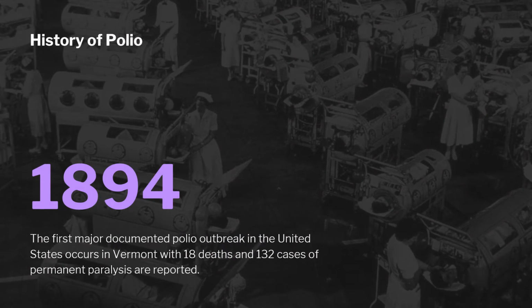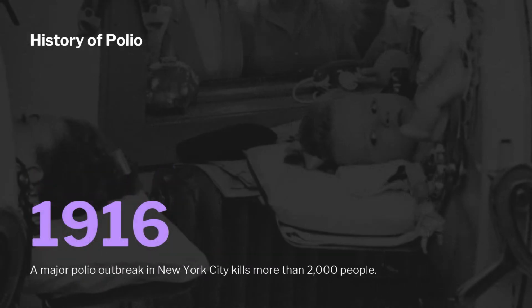The history of polio. In 1894, the first major documented polio outbreak in the United States occurred in Vermont, with 18 deaths and 132 cases of permanent paralysis reported. In 1916, a major polio outbreak in New York City kills more than 2,000 people.